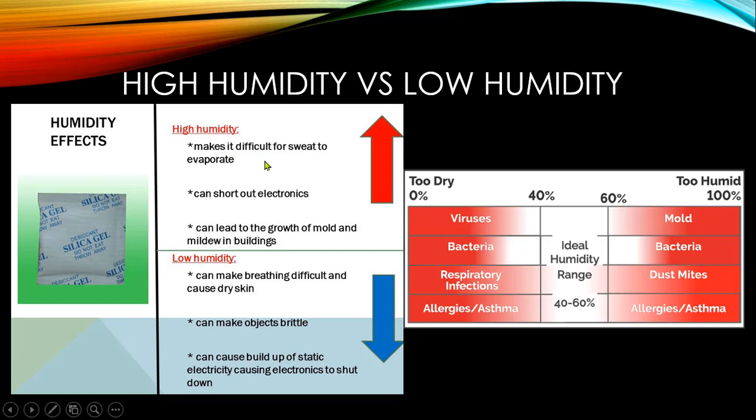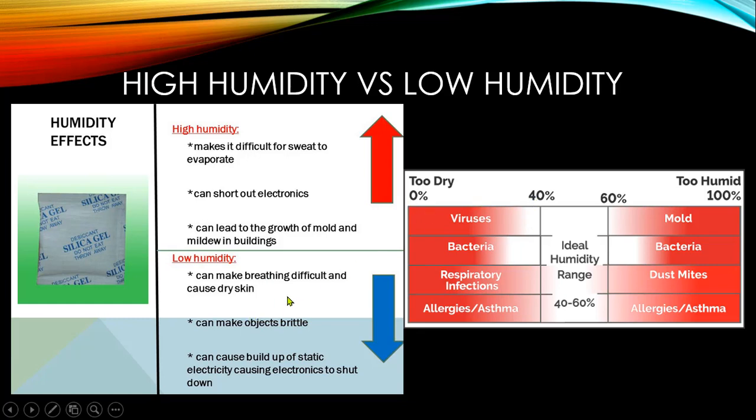Because remember, we have water on the surface of our skin that needs to turn into water vapor to enter the atmosphere. However, if the atmosphere already has a lot of water vapor, it's going to make it very difficult to evaporate. High humidity can also short out electronics, and it can lead to mold growth. Too high of humidity means between 60 to 100%. It can cause mold, bacteria, dust mites, and it can raise your allergies, especially if you have asthma.